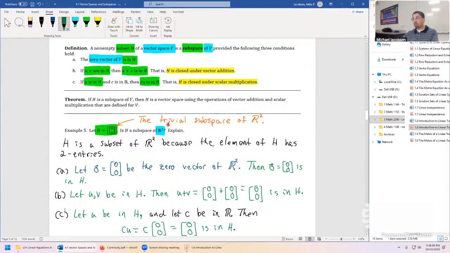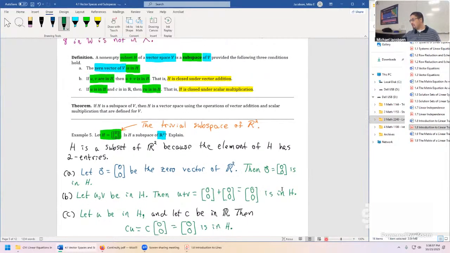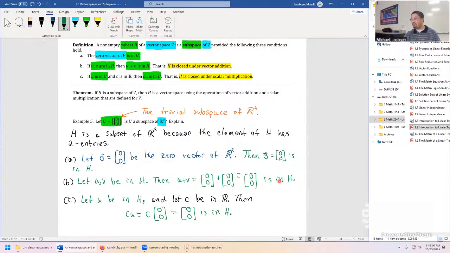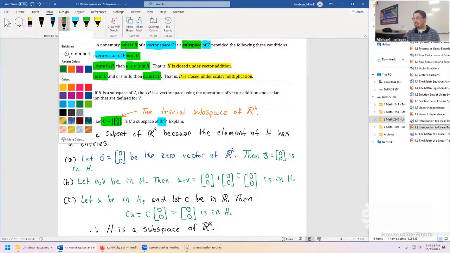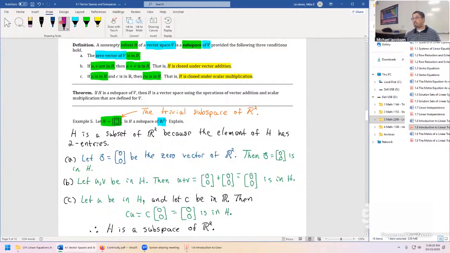It's a subset of R2 automatically because R2 has two entries. Properties A, B, and C hold automatically as well. So all we have to say now to finish this off is, therefore, H is a subspace of R2. And that's tracking through this whole definition. Any questions at all, folks, running through this definition here?